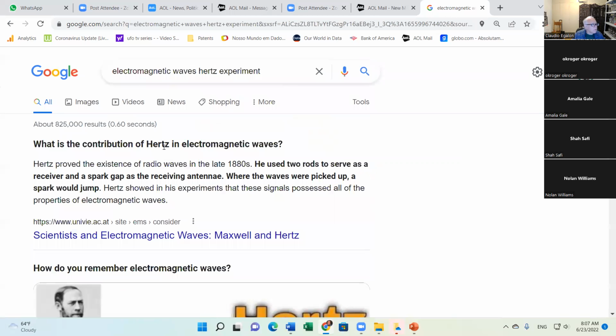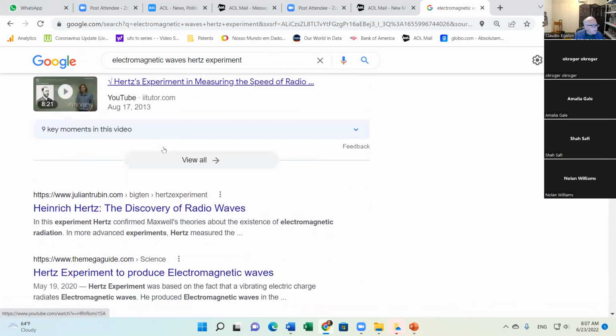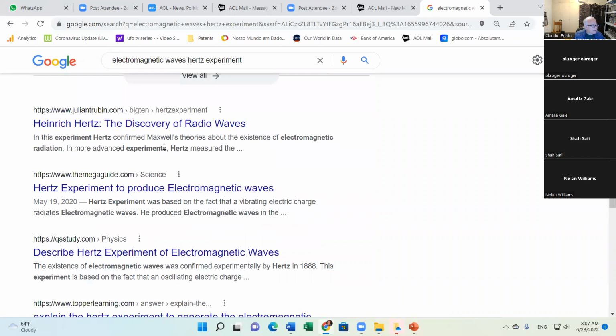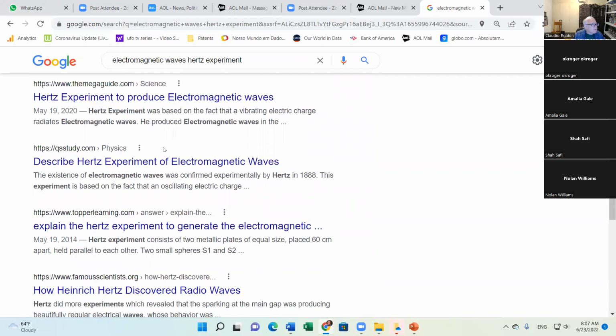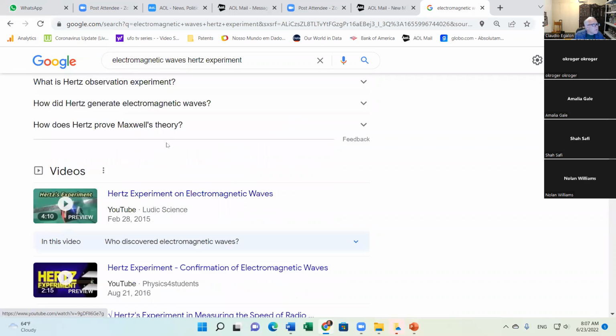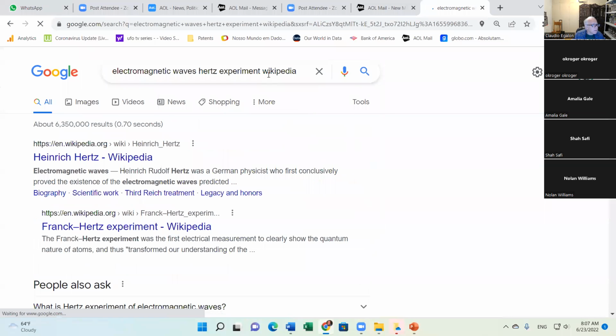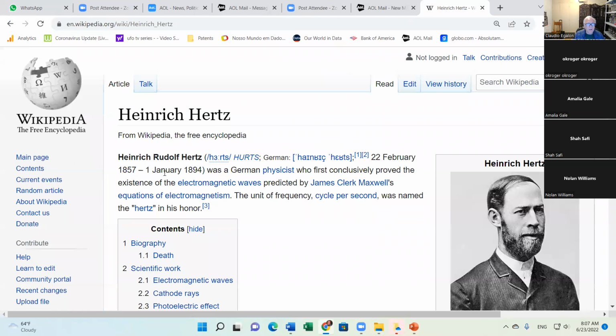Okay, so here you go. I like the article in the Wikipedia. It shows all the steps that Hertz himself underwent. Heinrich Hertz, it's not Wilhelm, it's Heinrich Hertz. Okay, so that's his name. That's the guy that demonstrated the existence of electromagnetic waves.